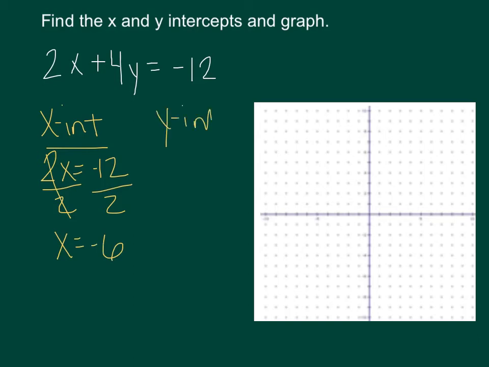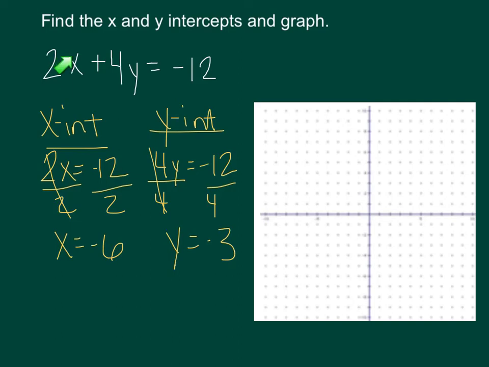Your y-intercept, you set the 4y equal to negative 12. Divide both sides by 4. Y equals negative 3. Okay, I call this the cover-up method because really what you're doing is you're either covering the 2x up and setting the 4y equal to negative 12, or you're covering the 4y up and then setting the 2x equal to negative 12.